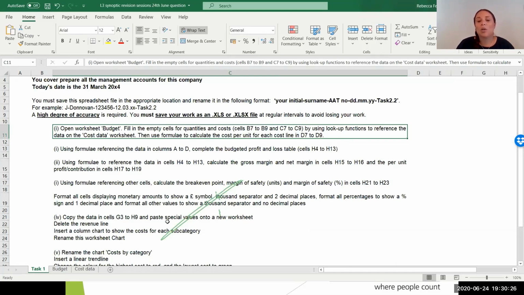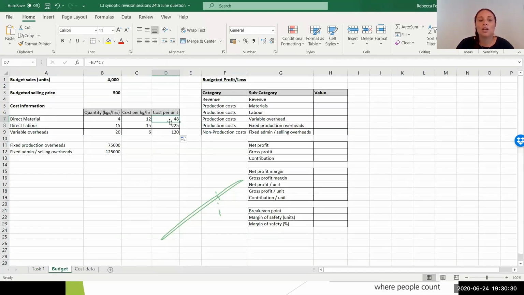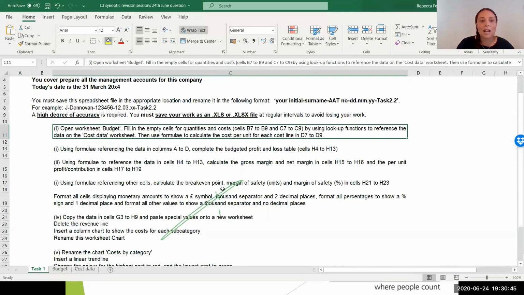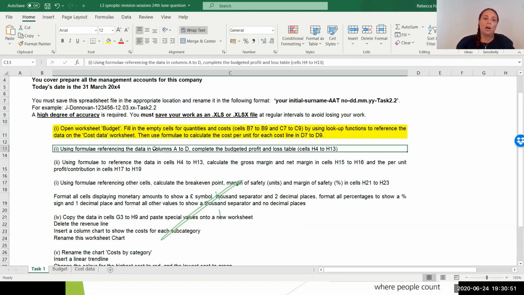No, so it just says, oh, okay, she just didn't understand what it was asking you to do. Perfect. So it just says the cost per unit. Well, each unit takes 4 kilograms of material and it costs £12 per kilogram. So that gives you £48 per unit. Good. So I've done everything in that first one. Good stuff there. So what I'm now going to do is move on to my second part.